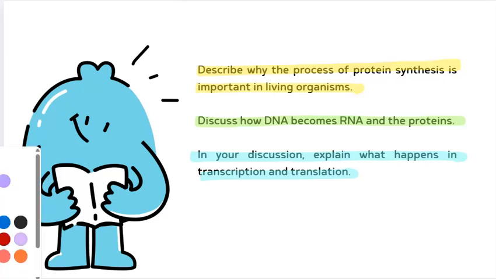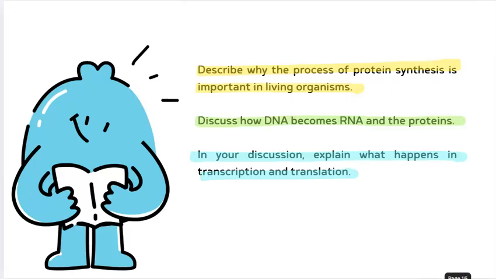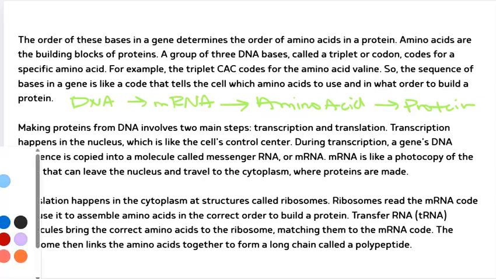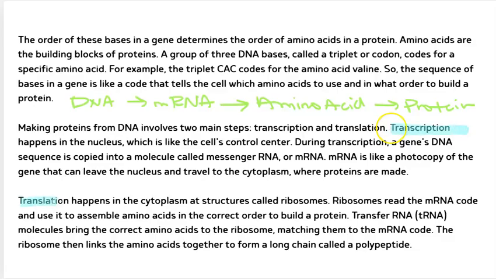Now, if we look at how DNA becomes RNA and how RNA becomes proteins, that's through this process of transcription and translation. Okay? So you can actually use that all together. Now, if I want to talk about it in a roundabout way, we know that DNA turns into messenger RNA. We just talked about that. Turns into an amino acid. And then that becomes a protein. It does this strictly because of this process of transcription and translation.